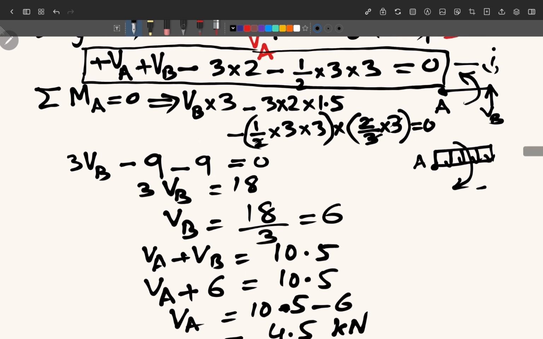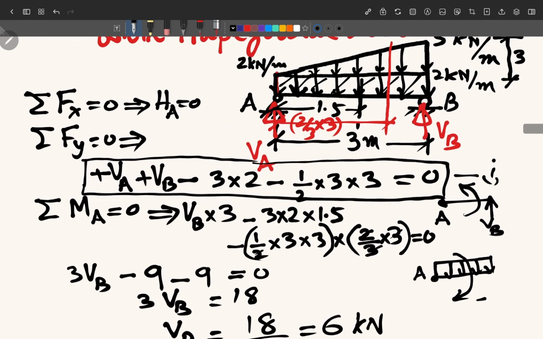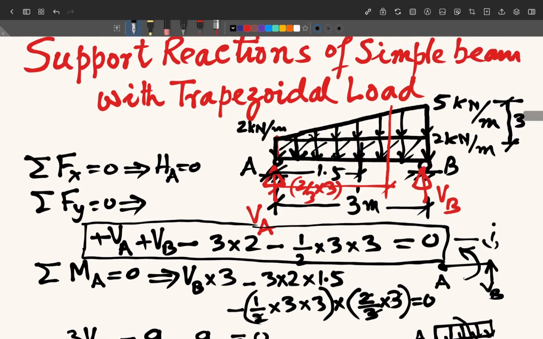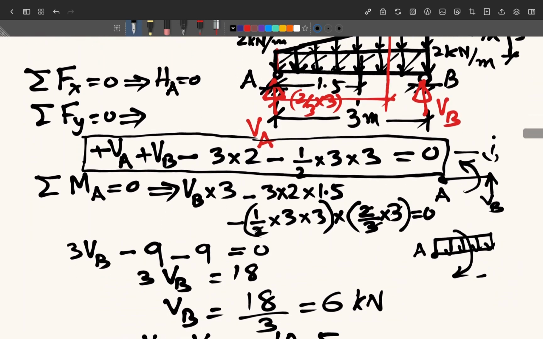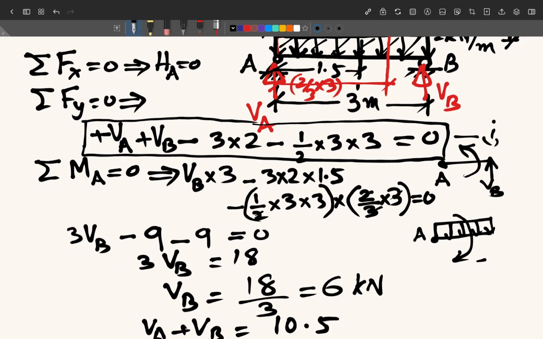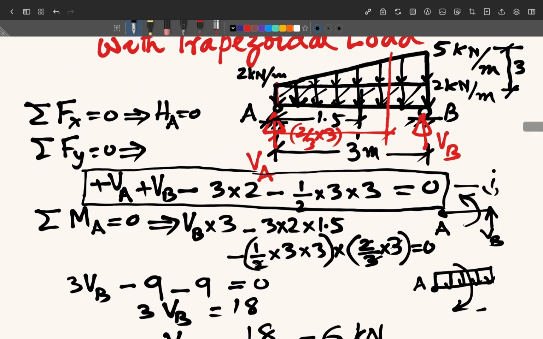So this way we have got the values of these support reactions for a simply supported beam when it is subjected to trapezoidal load. And in this case also you have seen that we have to apply the equations of equilibrium, and we have divided the trapezoidal load into two parts. One part has become a rectangle, so that is treated as a uniformly distributed load, and the other part is considered as a triangle, where the maximum intensity of that triangle is the difference of the two, as you have seen.